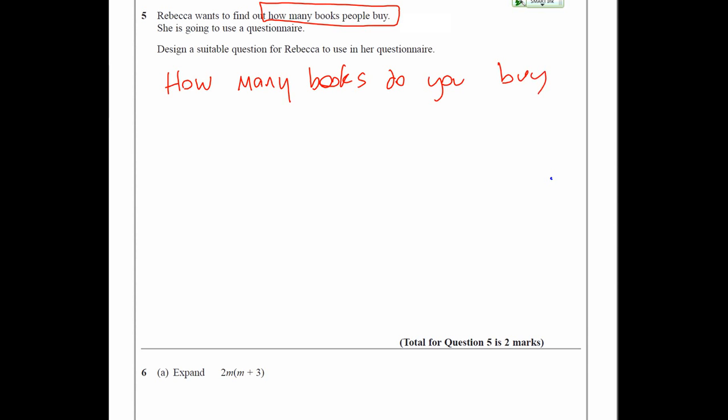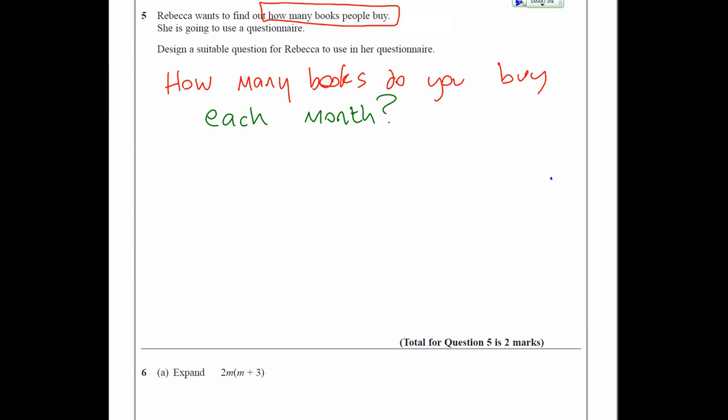Okay, because imagine you're asking someone that and they're like, what do you mean? I can't answer. I don't know what time period you're talking about. How many books do I buy a day, a week, a year, they're all going to be different answers. So how many books do you buy? You can make it up. I'm going to say each month. Okay, that bit in green will lose your mark if you don't put it.